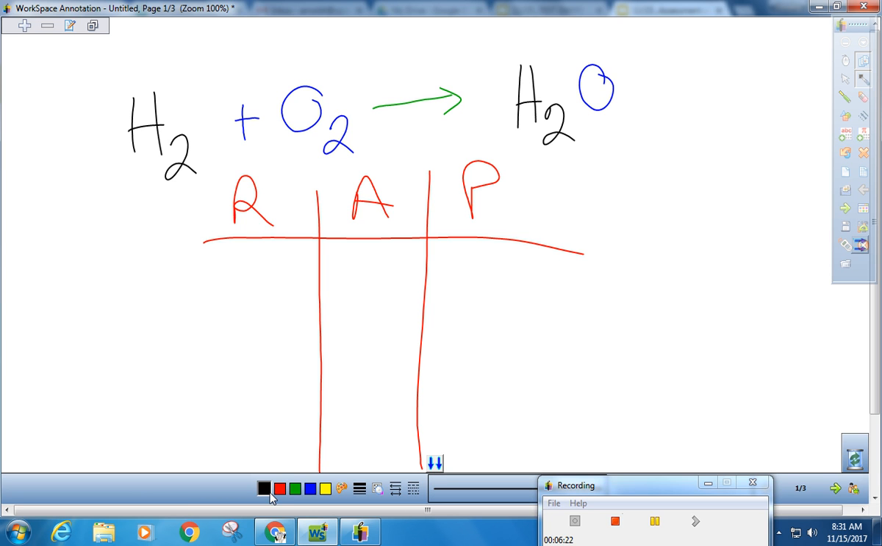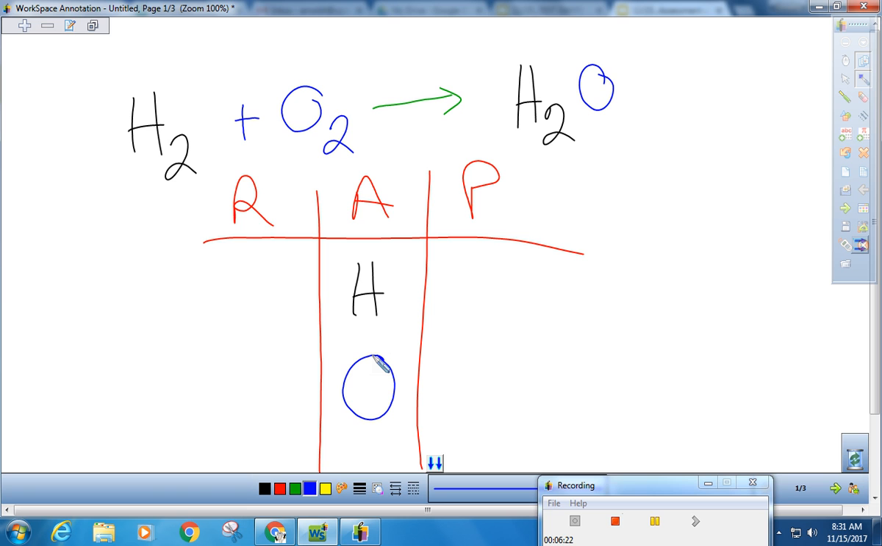So if you take a look at the atoms, let's start in the middle column here for the atoms. What atoms am I using in this chemical reaction? I'm using hydrogen and oxygen. So I'm literally putting the atoms right down the middle. I'm not putting H2, O2 or anything. I'm just, what elements are we using? What atoms are involved in this reaction?